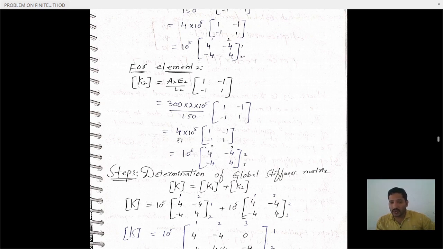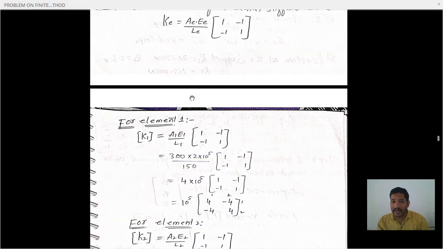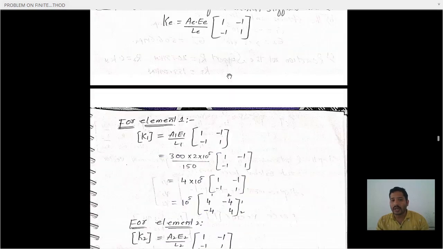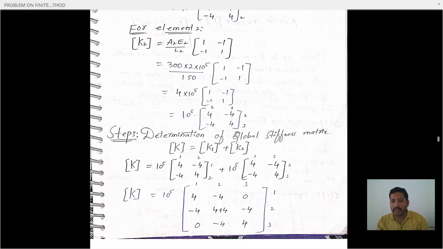After that, we need to multiply this 4 with the bracket's inside values: 4 ones are 4, then minus 4, minus 4 and 4. Always remember one thing: this element 2 lies between node second and node third, so you have to represent node second and third. In between them, element 2 lies.